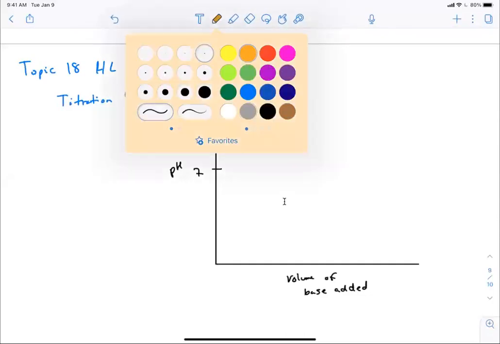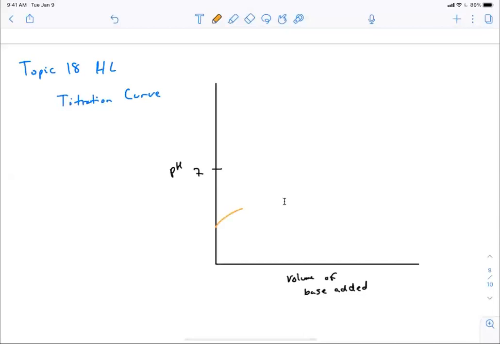And you'll get a weak acid here. Where the equivalence point is above 7, because a strong base with a weak acid has equivalence above 7. A strong base and a strong acid, 7. A strong acid and weak base, less than 7. Okay.